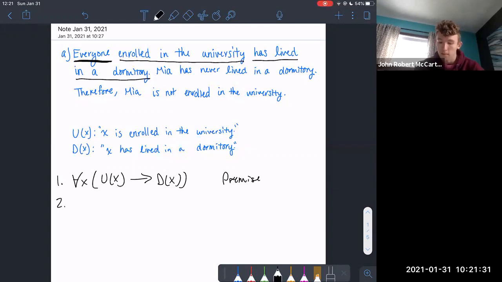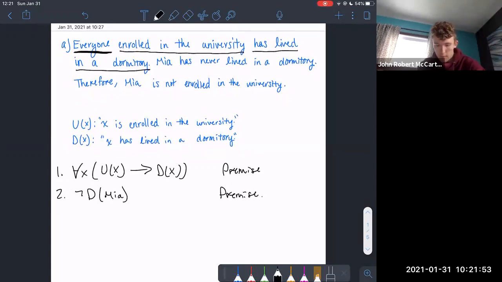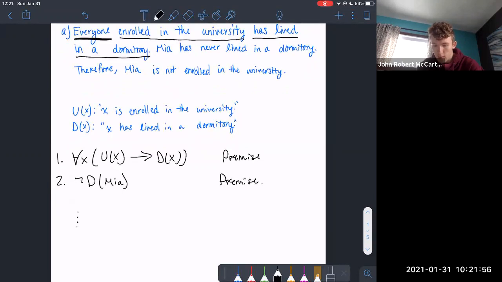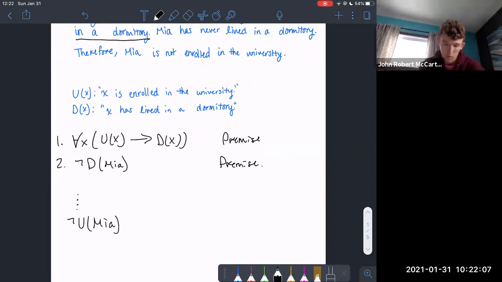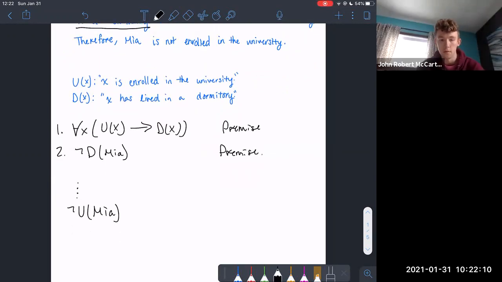Moving on, we have that Mia has never lived in a dormitory. Now this corresponds to d of x. So we can negate that to get the "never," and we want to plug in Mia for x because we are describing Mia. So this is another premise. Finally, we want to be able to conclude somewhere down the line that Mia is not enrolled in the university. Using our predicates, this is not u of Mia. So this is what we want our conclusion to be.